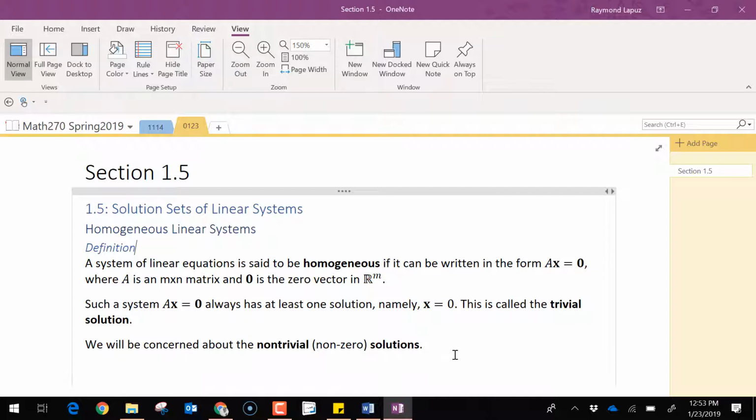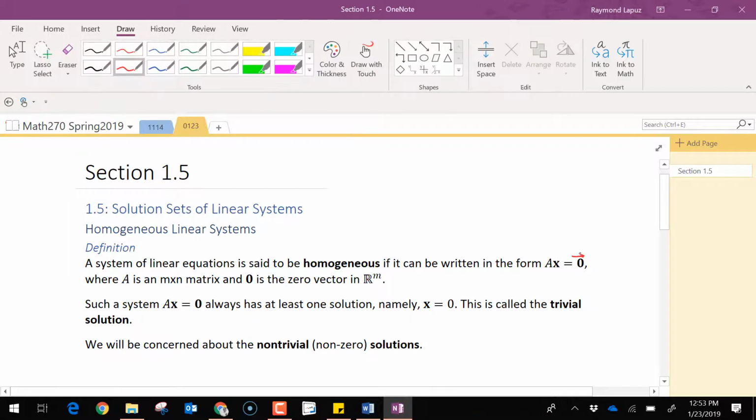The first definition here is called the homogeneous system. A system of linear equations is called homogeneous if, in the Ax equals b equation, the b side is equal to 0. And you should also make a distinction between 0, the number, versus 0, the vector. In this example, it's intentionally written as boldface 0.